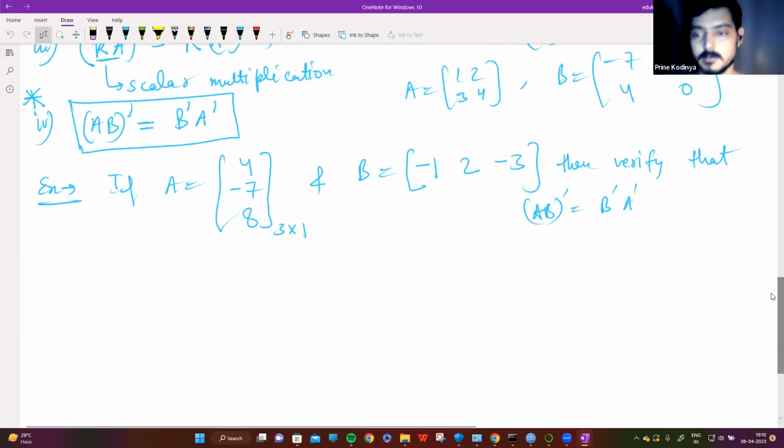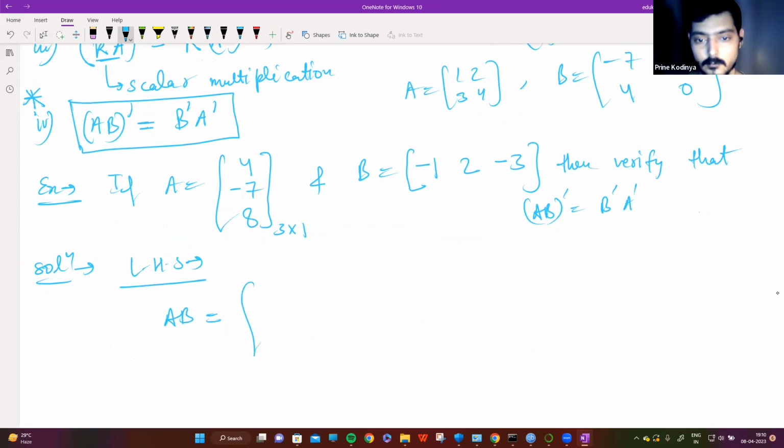AB whole dash is equal to B dash A dash. You don't have to do much. Let's take the left hand side. Then we'll find out AB. So AB would be what? 4, -7, 8 into -1, 2, and -3.